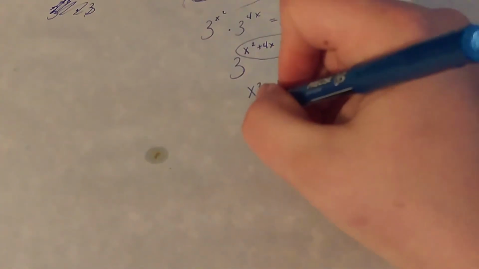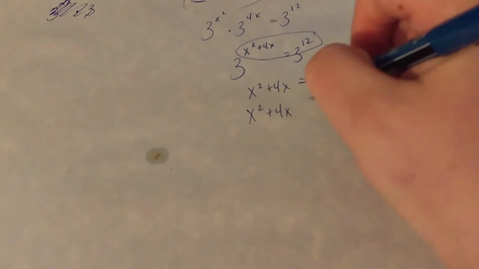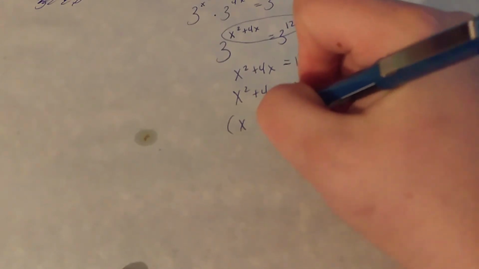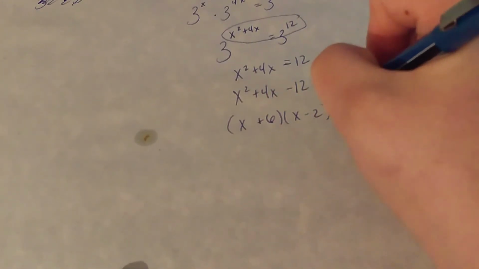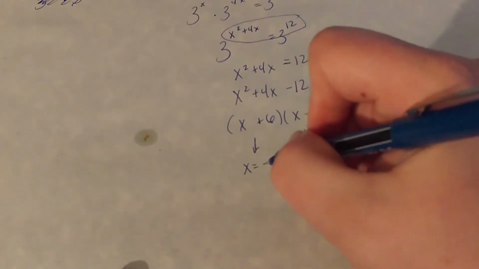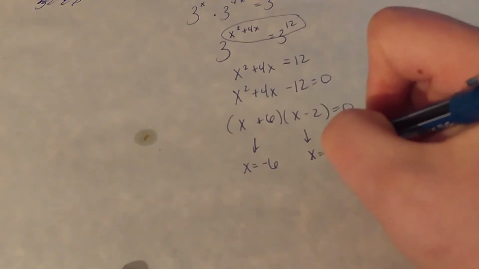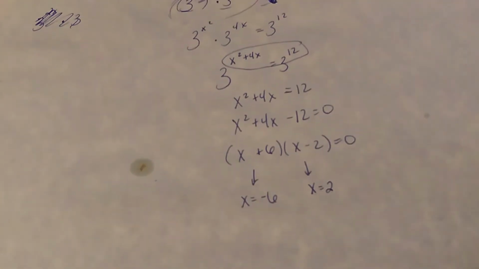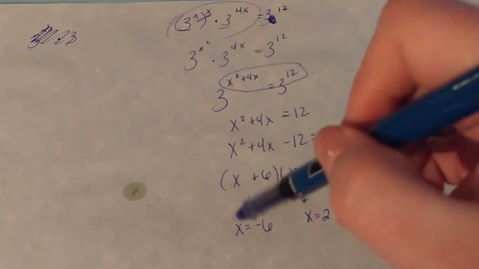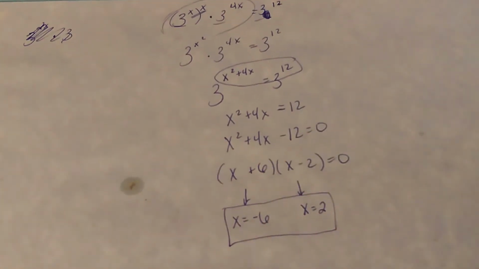And just like every other one in the past, I'll move everything to one side so it's equal to 0. And then see if you can factor. That's the best way to do it, but if you can't, then you can use quadratic formula. Again, I believe this one is factorable, plus 6 and minus 2. Set each factor equal to 0, and solve for x. And since the original problem was exponential and not log, then both of these are okay as solutions.